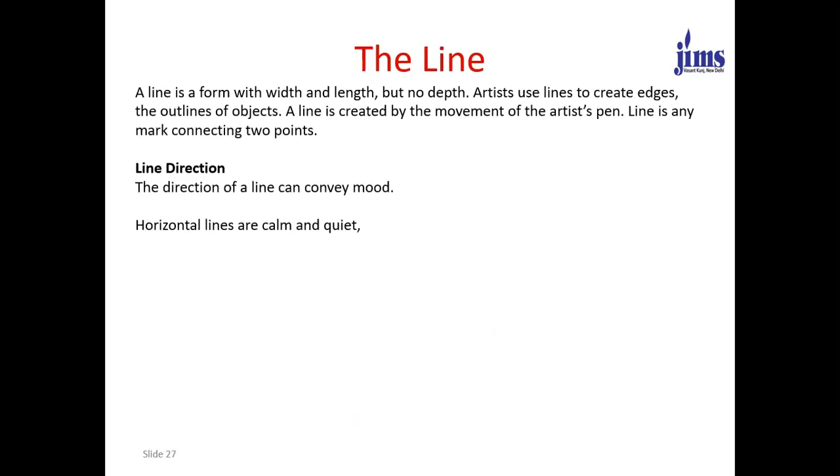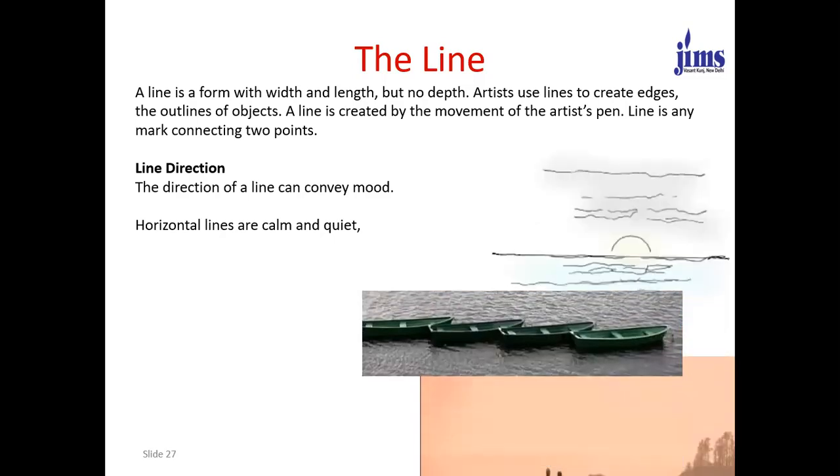Okay, next we move on to the line. When we connect all those points, we find the line. The definition of line that you can see on the screen is: a line is a form with width and length but no depth. Artists use lines to create edges, the outlines of objects. A line is created by the movement of the artist's pen. A line is any mark connecting two points. There are a few directions that are mentioned here.